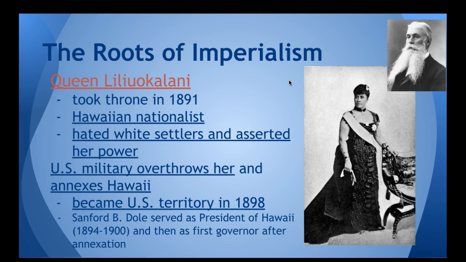Well, in the 1890s, the U.S. military is going to overthrow Queen Liliuokalani, and then they are going to annex Hawaii. Annex means to bring into the United States, kind of the way that we annexed Texas. It was an independent country and we brought it into the nation. In 1898, Hawaii officially becomes a U.S. territory. A man, Sanford B. Dole, served as president of Hawaii from 1894 to 1900, and then as the first governor after the annexation.